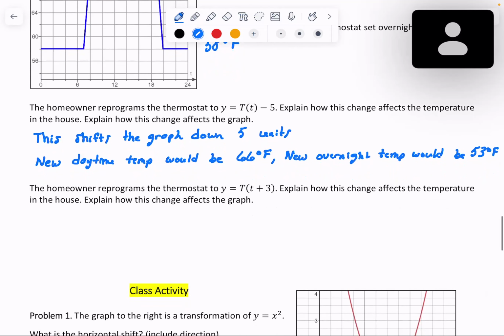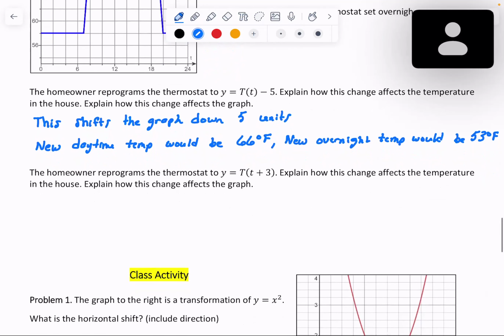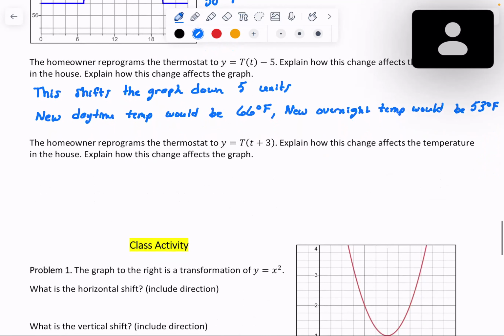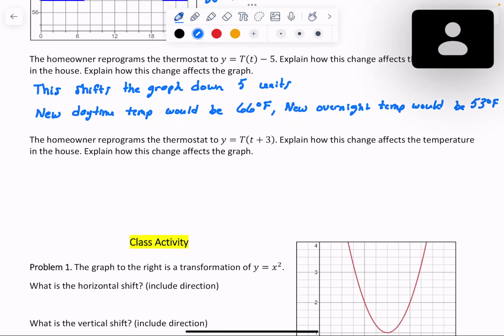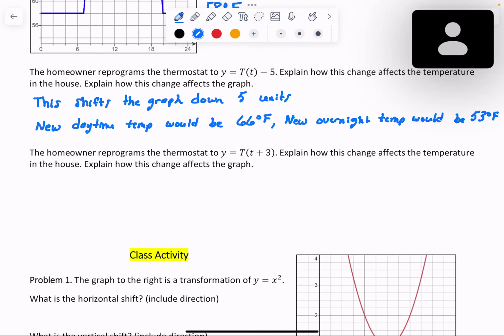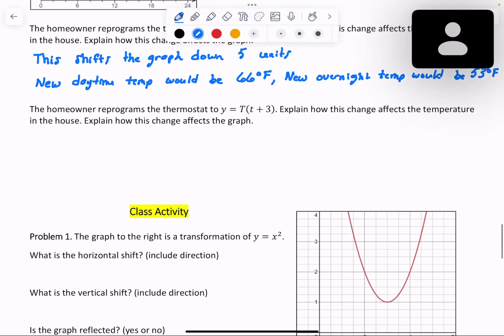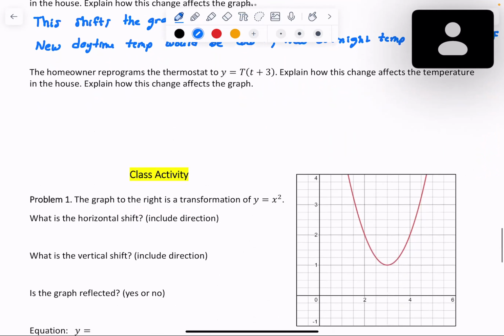So that was the vertical shift, up and down. Now, this is a horizontal shift, left and right. It says the homeowner reprograms the thermostat to Y as T, evaluated at T plus 3. Explain how this change affects the temperature in the house. In this case, it's a horizontal shift to the left or the right. It's to the left 3 units, right? So it's a horizontal shift, left 3 units.